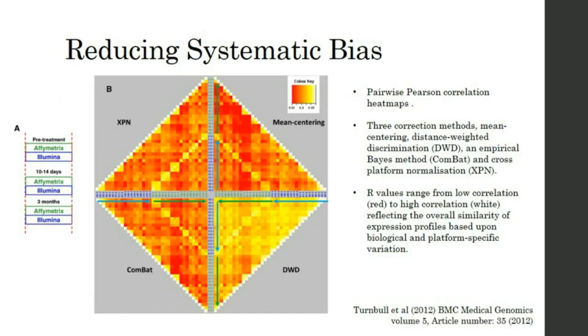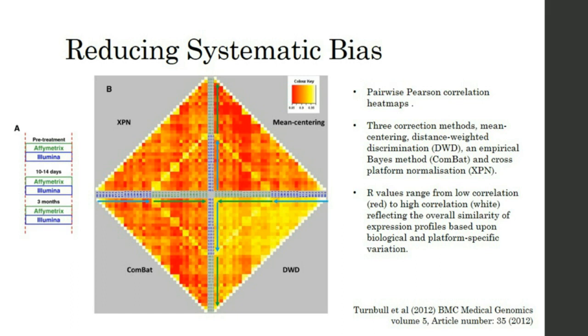What we demonstrated in this paper, this is a figure from that paper, is that once again we can minimize the bias that is introduced simply by having the data produced from different studies and on fundamentally different technologies. Again, what we're looking at here is pairwise Pearson correlation heat maps. Let me orient you to this. If you look at the left-hand side, we have the pre-treatment samples, the 10 to 14 day samples, and the 3-month samples. The green represents the Affymetrix processed samples, and the blue represents the Illumina processed samples.